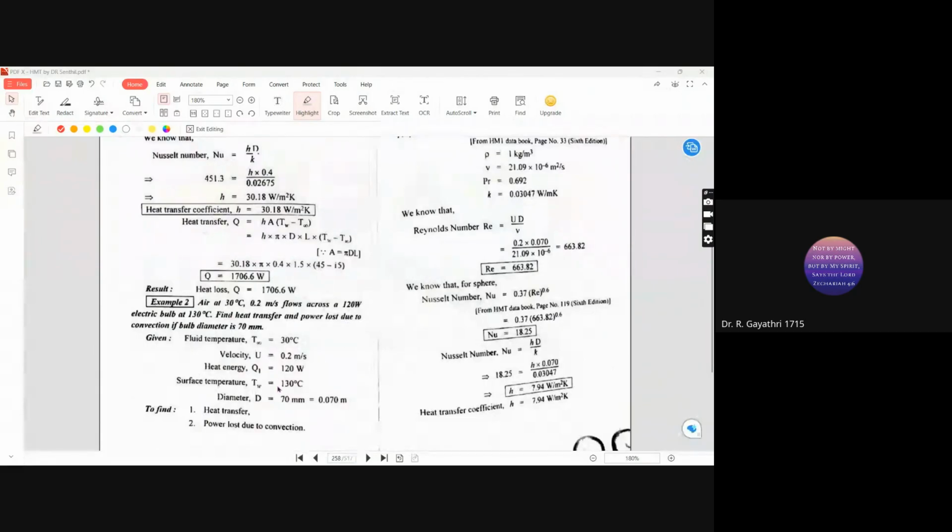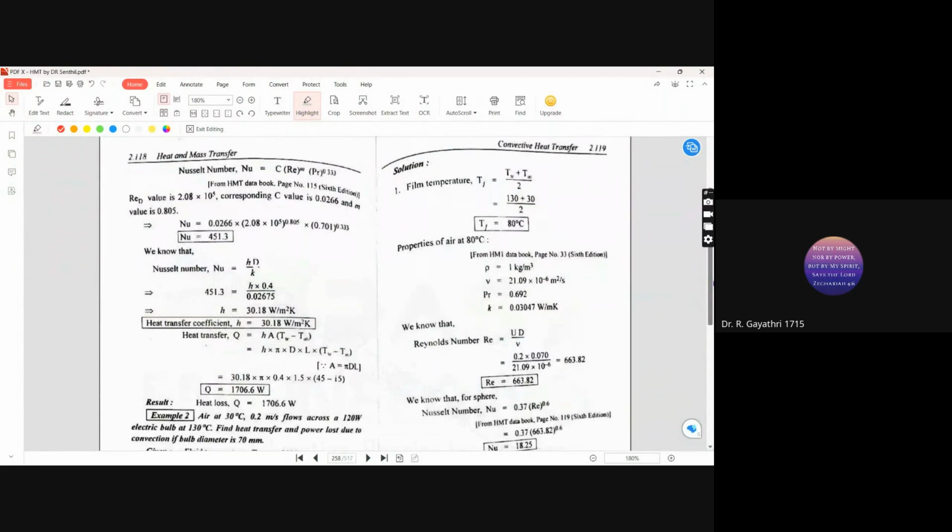Air temperature T infinity is 30 degrees centigrade, fluid velocity is 0.2 meter per second, and a 120 watt electric bulb. So heat energy from the electric bulb is 120 watts. Surface temperature of the electric bulb is 130. The TW value is 130 degrees centigrade. Diameter of the bulb or sphere is 70 mm, 70 into 10 power minus 3 meter. Here we need to find heat transfer and power lost due to convection.